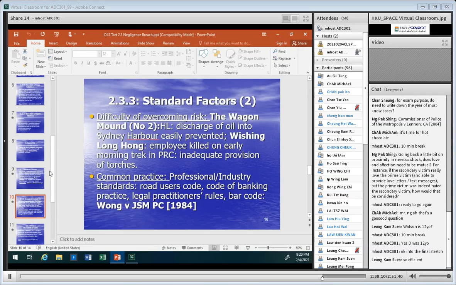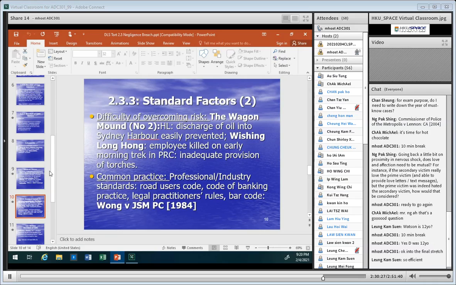Legal practitioners' rules for solicitors. So if you ever become a solicitor, you'll be given a copy of the legal practitioner rules, and you should follow those. And then for barristers, they follow the bar code. Okay? And of course, with regard to solicitors, we've got Wong and JSM.